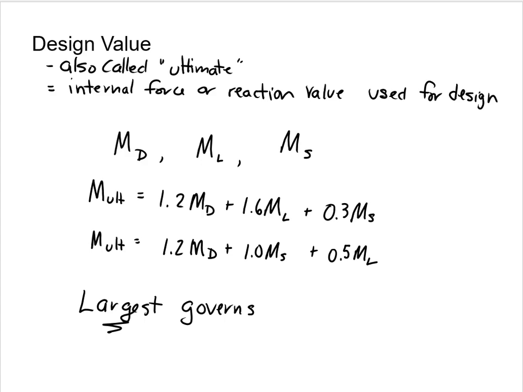We calculate the design value for each internal force for each member of the structure. So there's not one governing load combination. The combination that gives the design axial force for a member might be different than the combination that gives the design shear value. And the combination that gives the design moment for one member might be different than the combination that gives the design moment for another member.